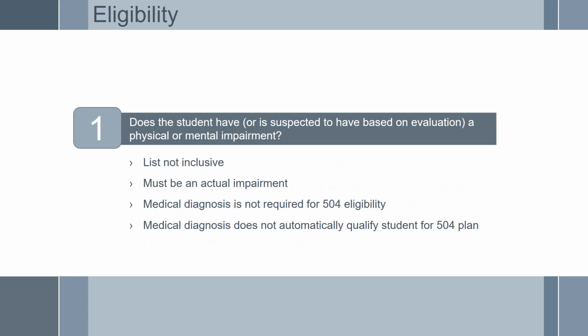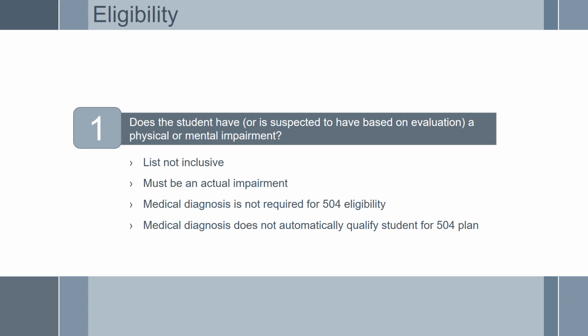The list of examples provided within Section 504 is certainly not exhaustive. And though the criteria for what is considered an impairment is fairly broad, the student must have or must be suspected of having an actual impairment. For example, behavior itself is not an impairment. If the student is engaging in inappropriate behavior due to an underlying anxiety disorder, then it would be the anxiety disorder that would be the qualifying mental impairment.